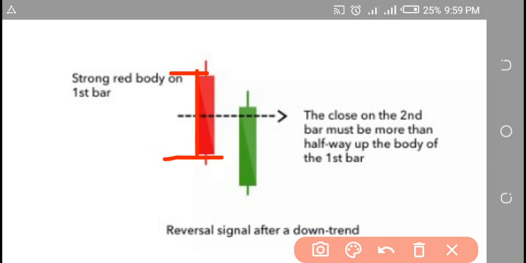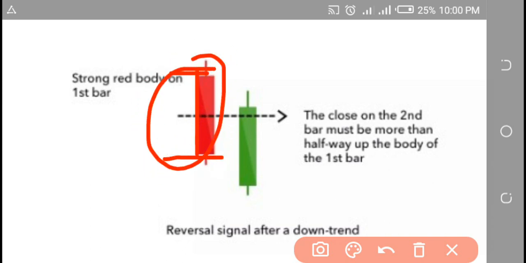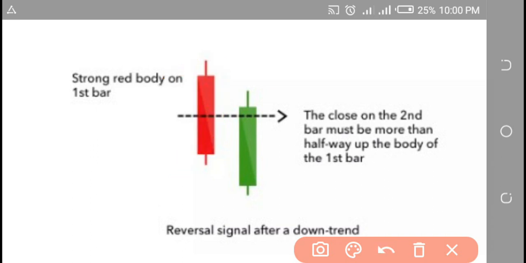This means that the sellers are in charge momentarily. But once the bullish pressure stepped in, price opened here, the sellers pushed it to the downside, but they couldn't push much longer, so the price came up here and closed above 50% of this bearish candle. As you can see, this line indicates 50% here.